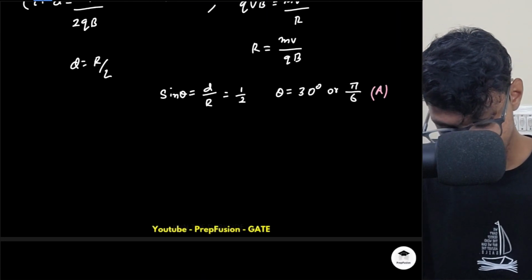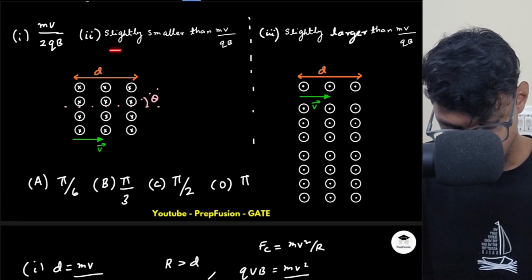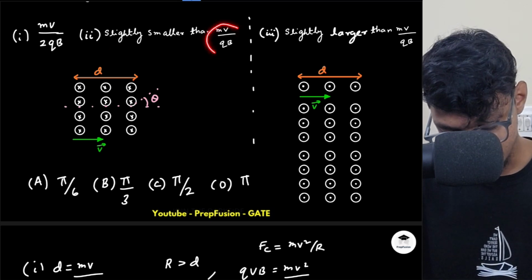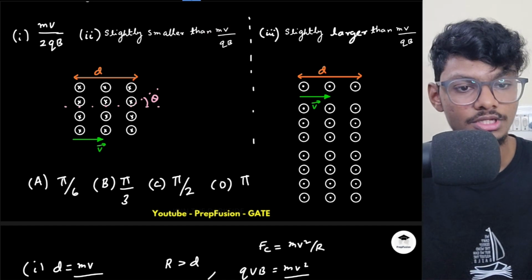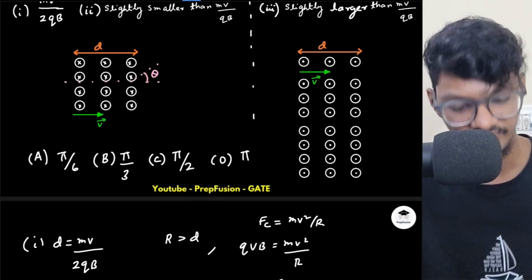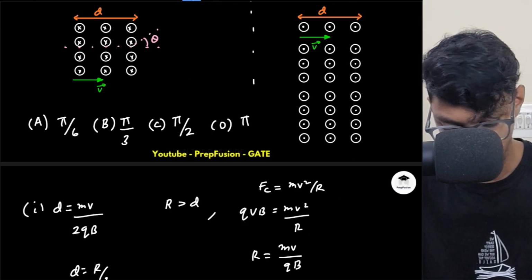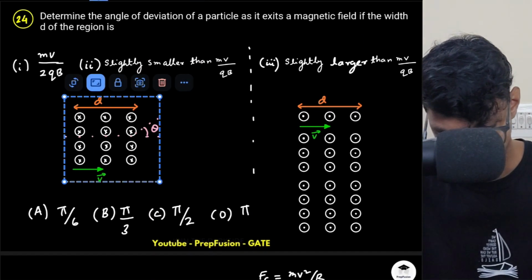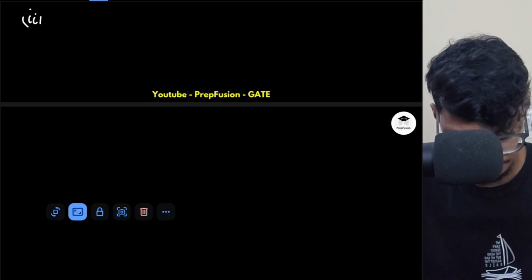Now let's solve it for the second one. When my width is slightly smaller than mv by qB, then what will happen? Mv by qB is actually the radius of curvature. So I'll just copy this thing and I will just paste this in this page.